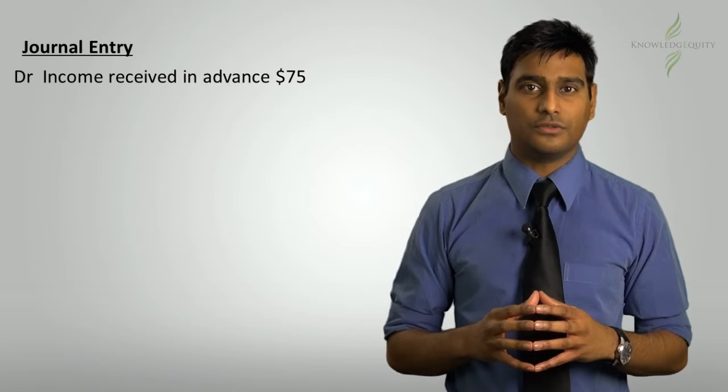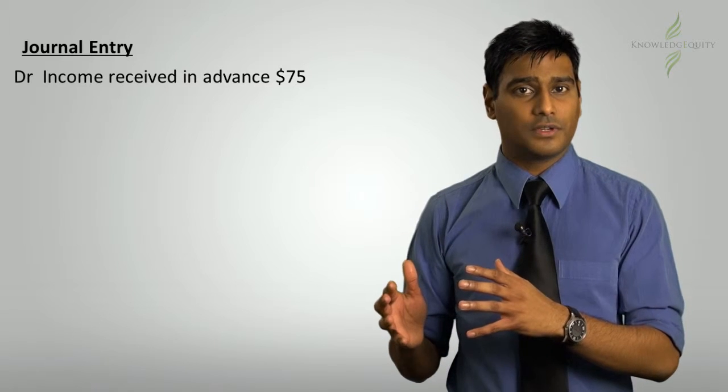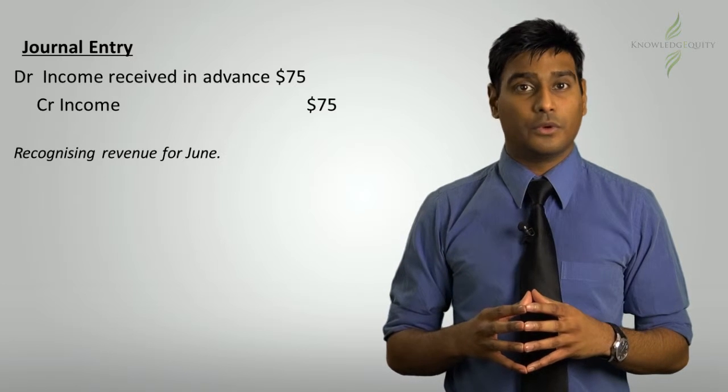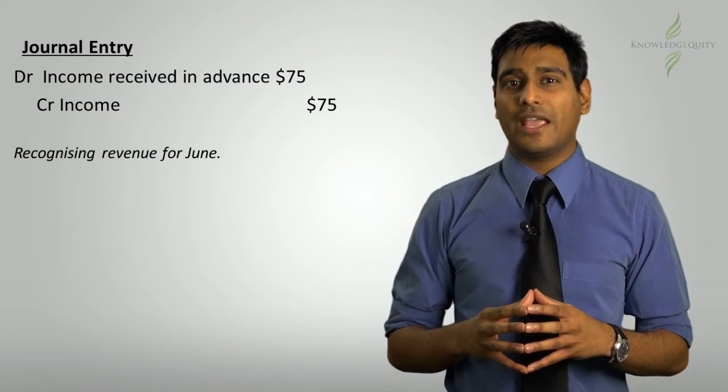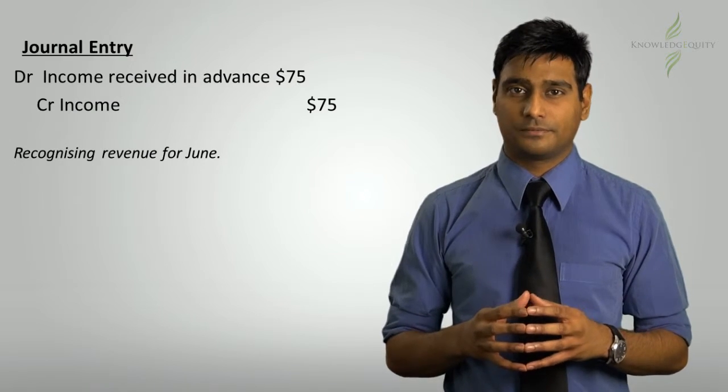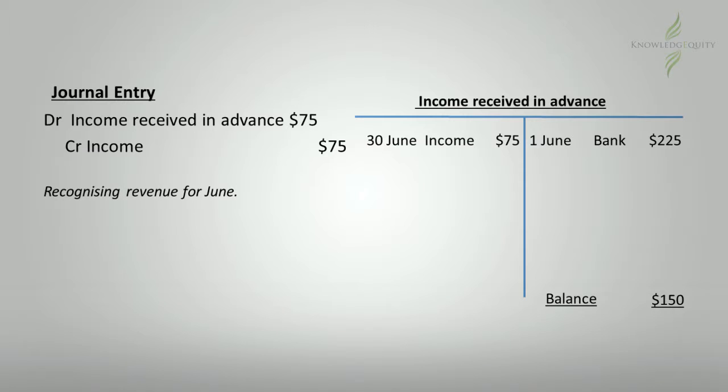However, Jane would have provided the gardening service for Donovan in June. Thus, at the end of June, after the service was provided, we would debit income received in advance as the service has already been provided and Jane is no longer obligated to provide that service for June. By debiting a liability, we would be decreasing it. We would also credit income since we are now able to recognize revenue for June when the service was actually performed. Income received in advance T account in the general ledger would look like this.